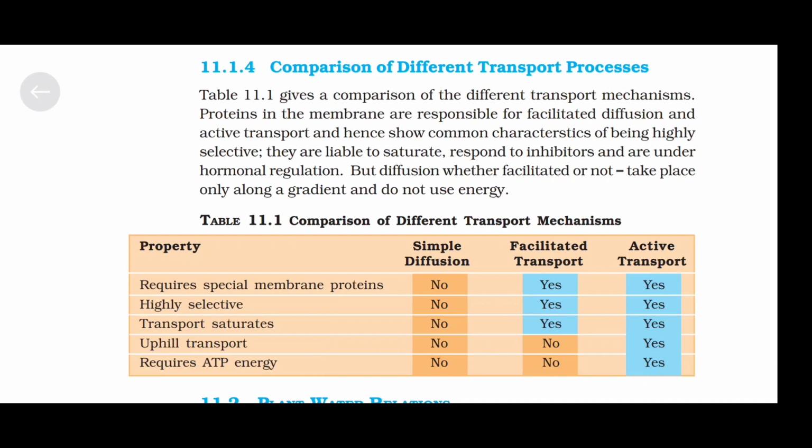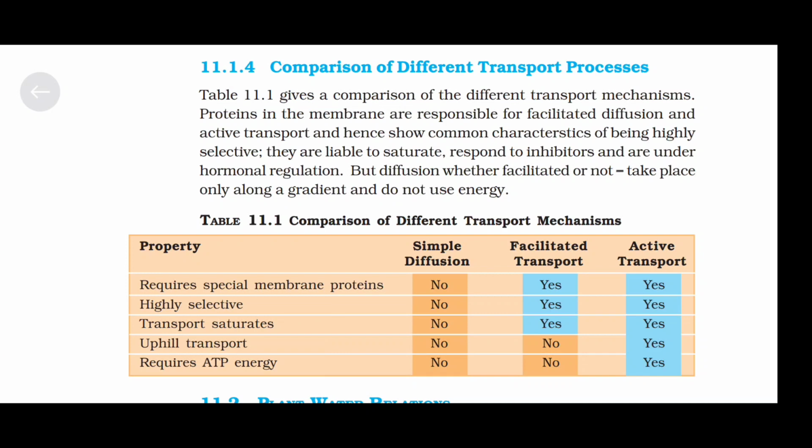So here you can see in Table 11.1, the property: requires special membrane protein. In simple diffusion, no proteins are required, so the answer would be no. In facilitated diffusion, yes, it requires certain special membrane proteins. Active transport, of course, requires membrane proteins. Then the property, highly selective. Simple diffusion is not at all selective, so no. Facilitated transport, yes, it is selective. Active transport is also highly selective.